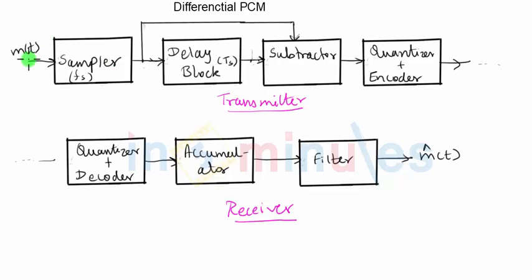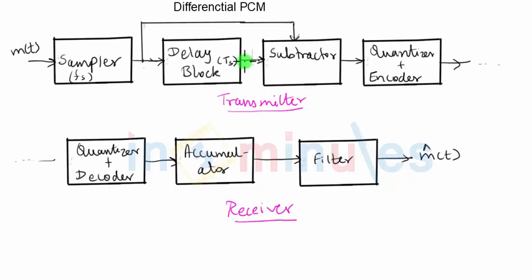Whenever a signal is sampled, we use a sampling frequency, let us say Fs. The value of Fs must be chosen as per the Nyquist sampling theorem, which says it has to be greater than or equal to twice Fm for a low pass modulating signal. Fm is the maximum frequency or bandwidth of the low pass signal.